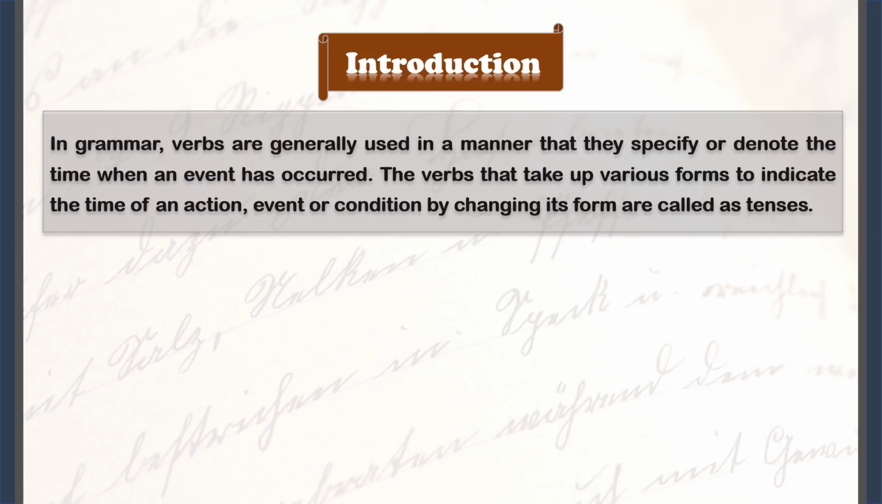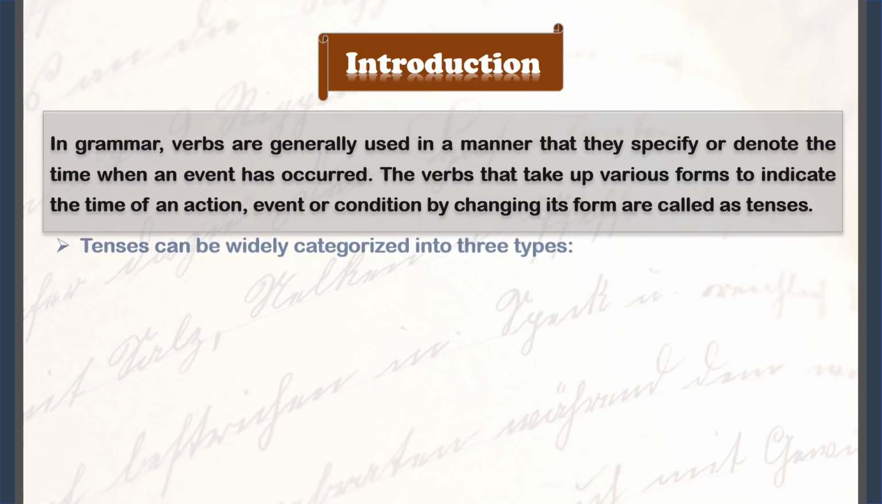In grammar, verbs are generally used in a manner that they specify or denote the time when an event has occurred. The verbs that take up various forms to indicate the time of an action, event, or condition by changing their form are called tenses.